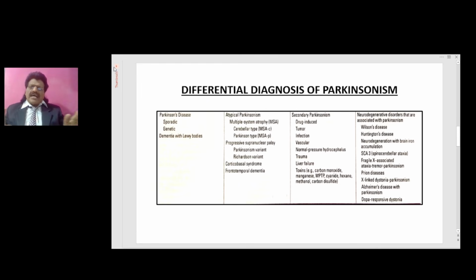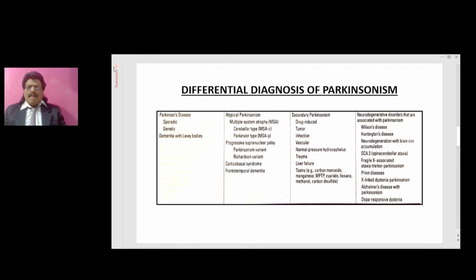What is the differential diagnosis of Parkinsonism? So the typical Parkinson's disease, what we call as idiopathic Parkinson's disease, it may be sporadic, it may be genetic, or dementia with Lewy bodies. So this is a typical Parkinson's disease. Then we have the atypical Parkinson's disease, sometimes known as Parkinson's plus diseases. That means they do not only have Parkinson's disease, but they have associated findings also, because it's a widespread disease.